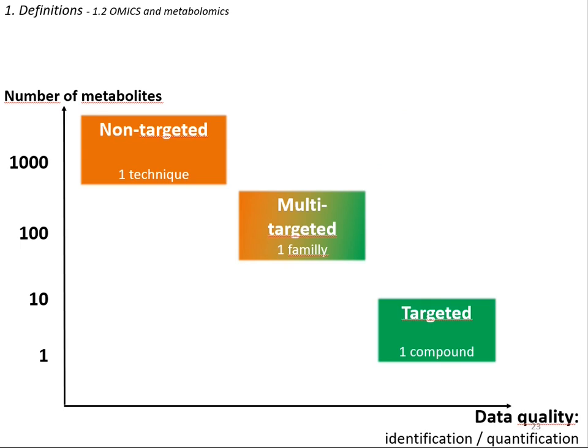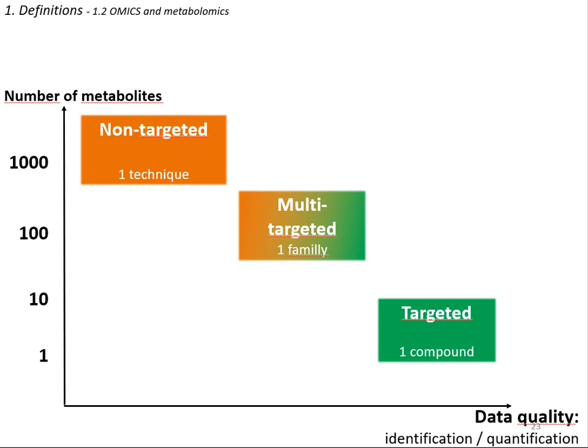So to underline these different approaches, I said non-targeted and targeted. We could add an intermediary situation with multi-targeted. And you can project that on this graph, where in abscissa you have the data quality in terms of identification and quantification. Of course, if you analyze one compound, the quality will be very high because you will use a method that is very specific and very sensitive and very efficient to analyze this compound. And then in ordinates, you have the number of metabolites addressed, analyzed at the same time.